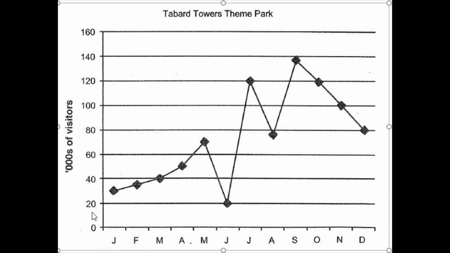What's important to keep in mind is what the axis is telling us, thousands of visitors. So our data set is not describing the visitors, it's describing the number of visitors. So let's keep that in mind. Okay, let's have a look at this candidate's introduction and overview.